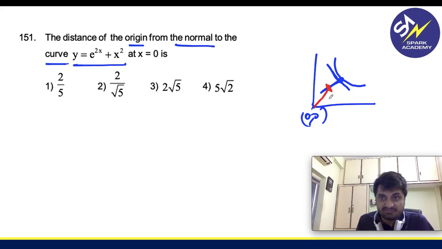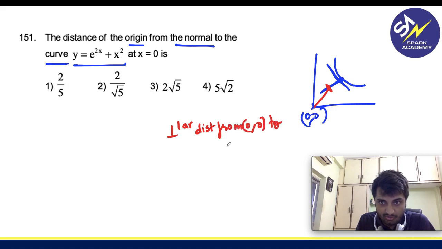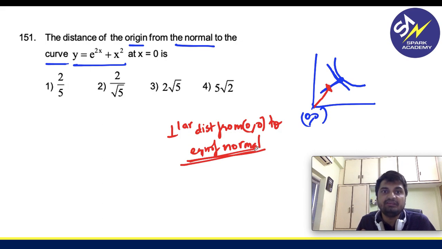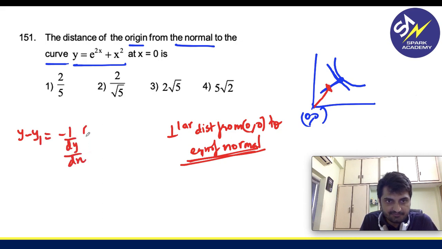The perpendicular distance from (0, 0) to the equation of normal. So basically we need to find out the equation of normal. How will you find out the equation of normal? You know y minus y1 is minus 1 by dy by dx into x minus x1. So x1 is given as 0, right? So if x1 is 0, what will be y1, guys?